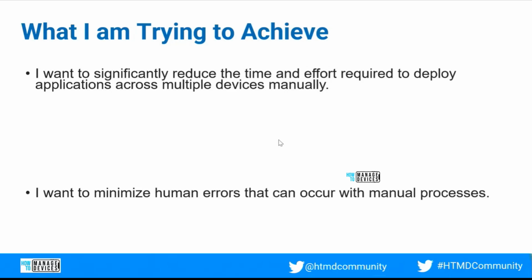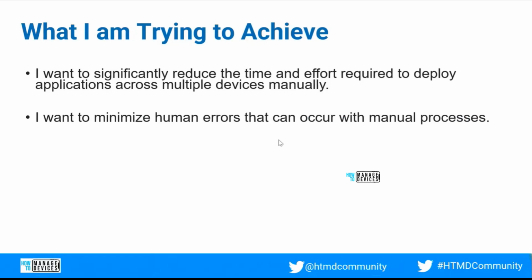So I'm trying to avoid that here, and I want to minimize the human errors that can occur with the manual process. I believe you all would agree with me. When you go with any method, right? You could create a group, you would add the members into the group, you would maybe go for a deployment. There are possibilities to end up with a human error.